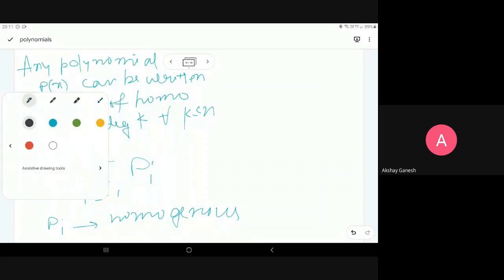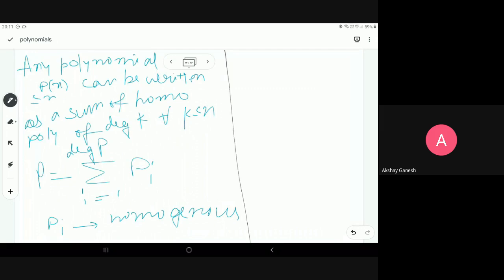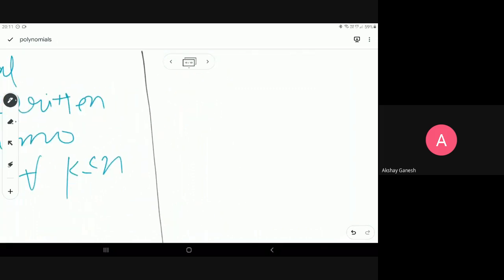My handwriting is getting worse with every passing slide. Okay, so let's do a problem. Does anyone have any doubts with what I just said?